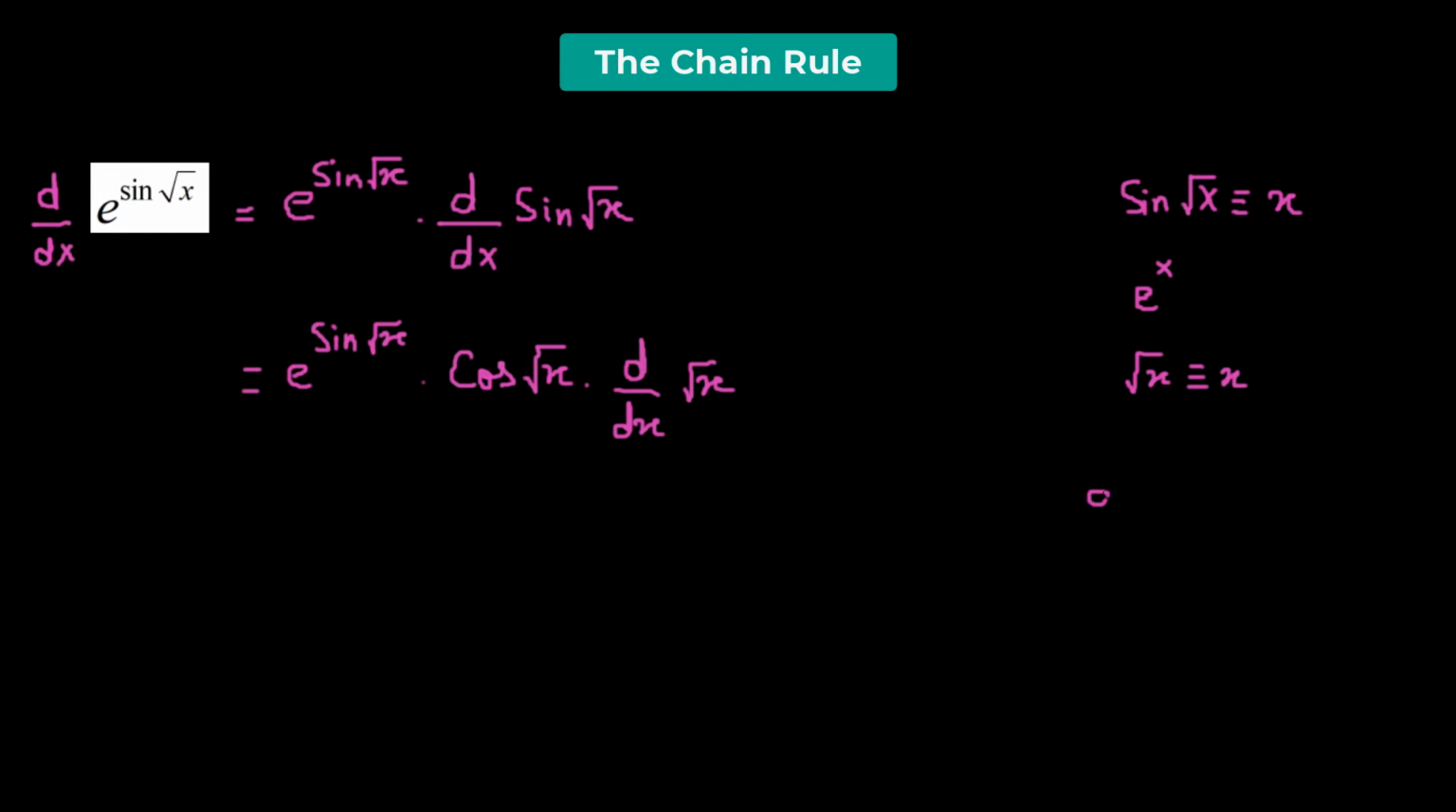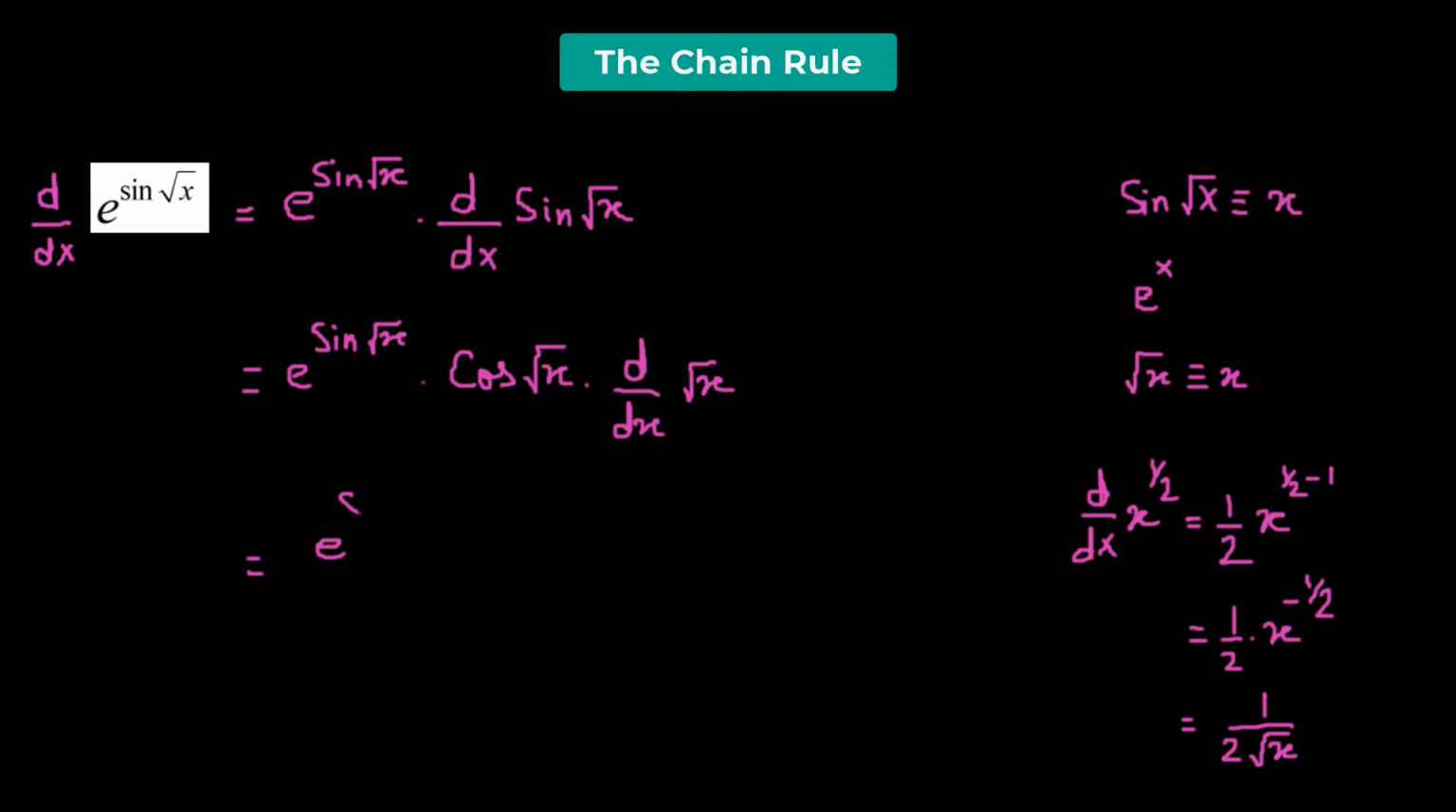The square root of x can also be written as x raised to the power of half, and then we apply the power rule, which gives us half times x raised to the power of half minus 1. So we have half times x raised to the power of negative half, or 1 over 2 square root of x. So we have e raised to the power of sine square root of x times cosine square root of x divided by 2 square root of x. So this is the derivative of the given function with respect to x, which has been found by using the chain rule. Let's move on to the next question.